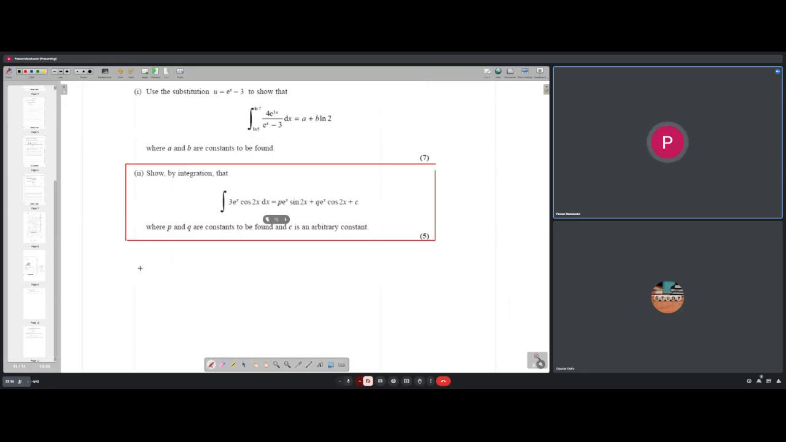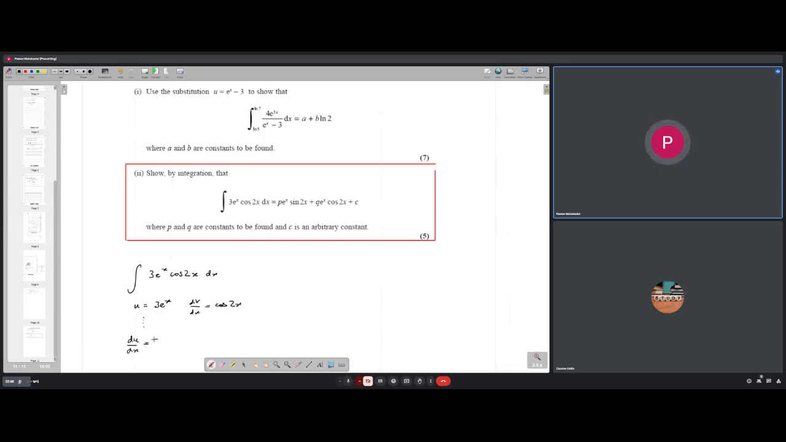So they want us to integrate 3e to the x cosine of 2x with respect to x. The intuitive thing to do is set u equal to 3e to the x, and set dv over dx to cosine 2x. Most people would. And so let's see what happens.